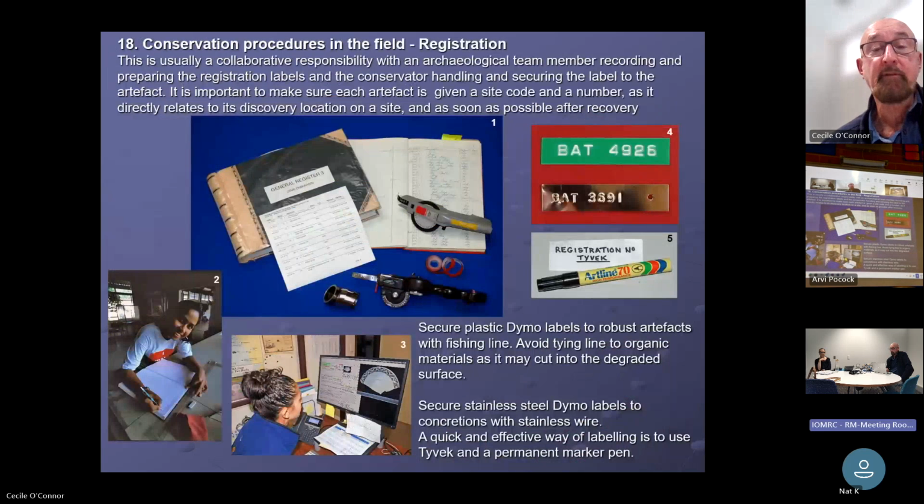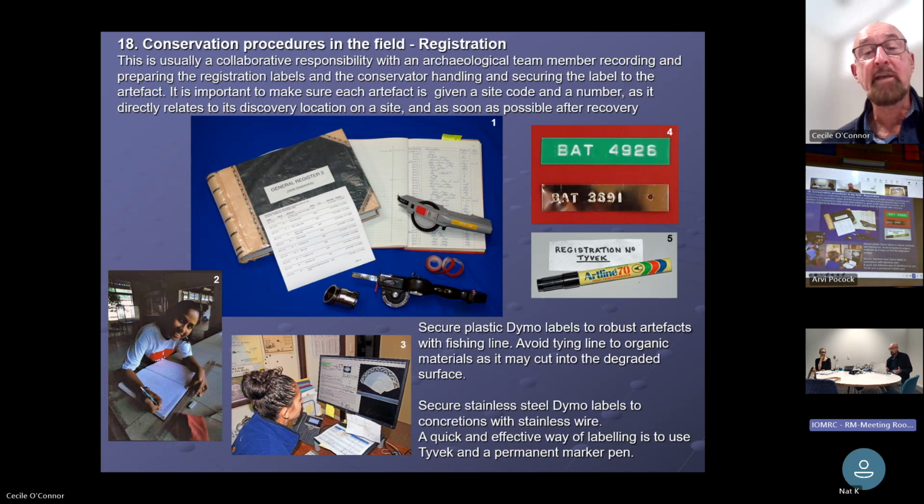So, registration, very important. You need to give a site code. This is Batavia, BAT, and then a number. That gives you the location of that find, where it comes from. Things get mixed up on shipwreck sites, so obviously if we can work out where they've come from on the ship, we can possibly work it back to where someone's cabin or a hold or something like that. So registration is very important.